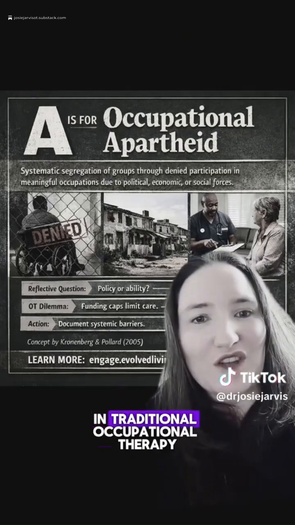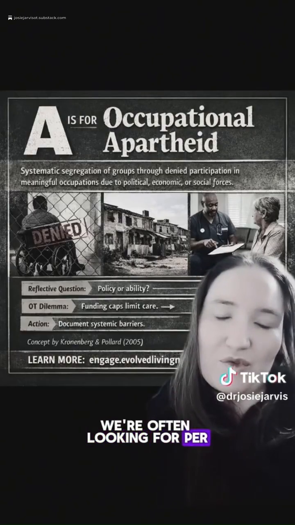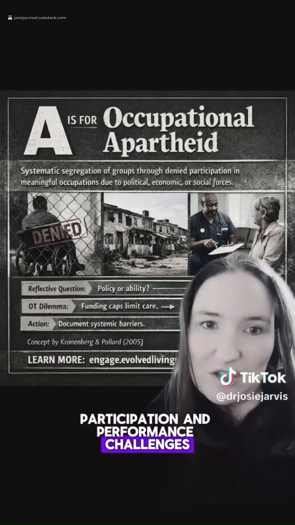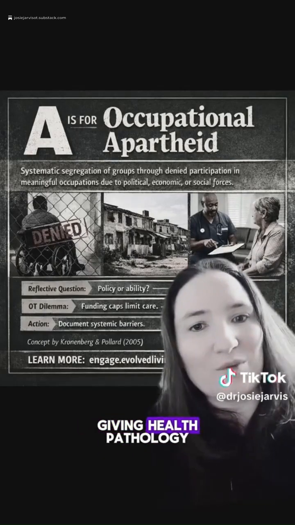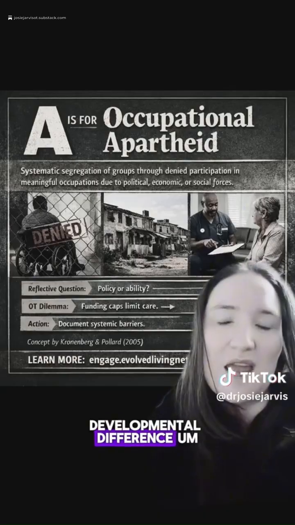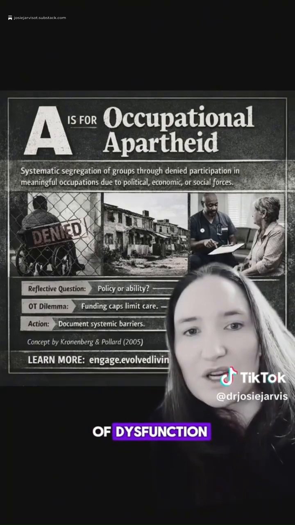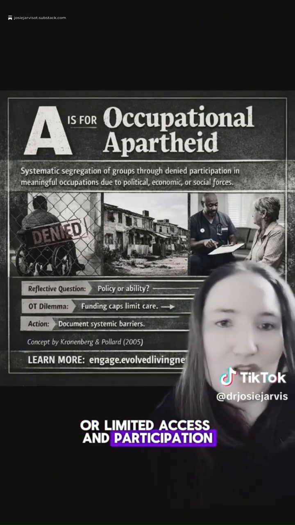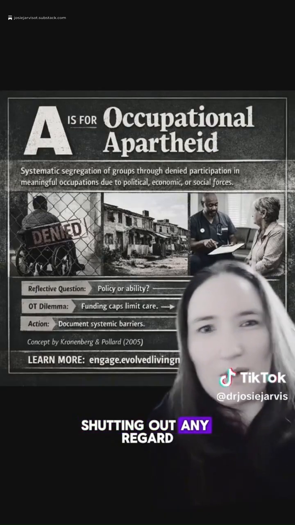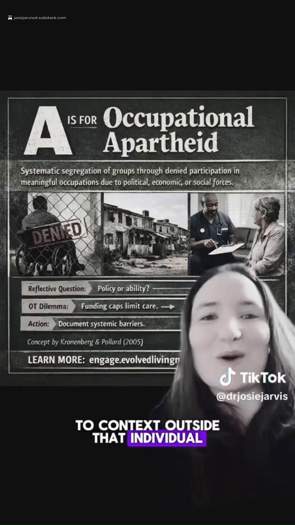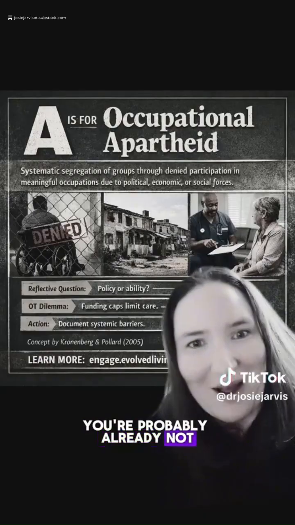So in traditional occupational therapy that is more clinically grounded, we're often looking for participation and performance challenges that are endemic to an individual person in relationship to any given health pathology or developmental difference. We're looking at the level of the individual on its own and finding a source of dysfunction or limited access and participation within the context of that individual, and basically shutting out any regard to context outside that individual, which, if you practice in the US, you're probably already not doing.